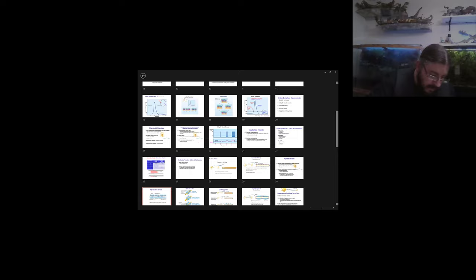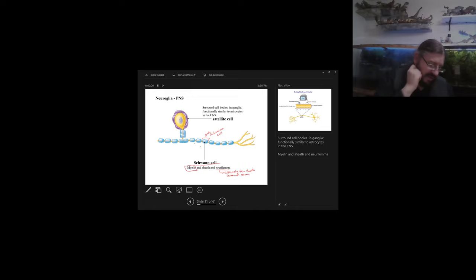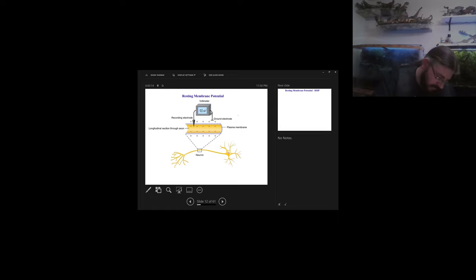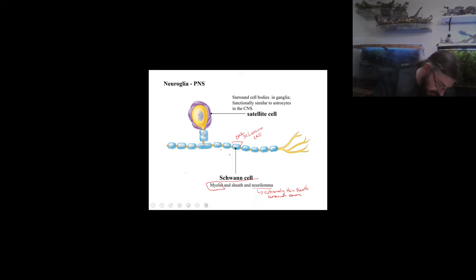Pop back over to our satellite cell. Our satellite cells are little overlapping cells. So here's a satellite cell. And these are overlapping cells. And they create a barrier, a diffusion barrier.